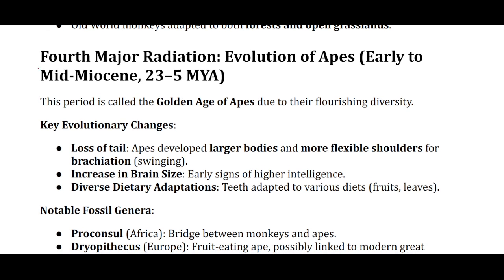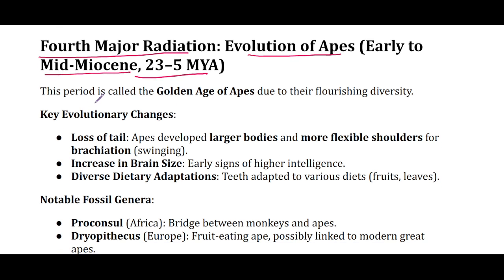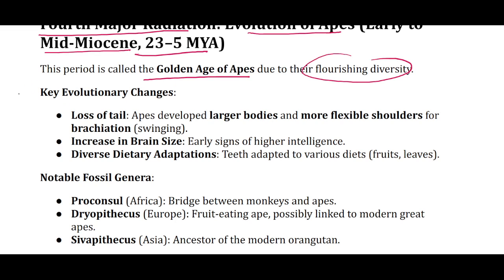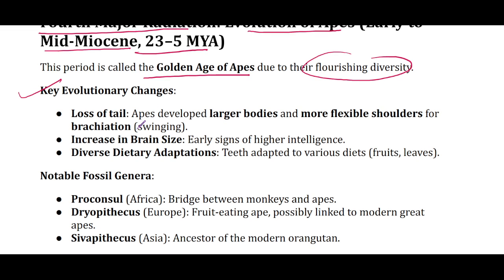Now let's have a look at the fourth major radiation that led to the evolution of apes during early to mid Miocene, from 23 to 5 million years ago. So this period is also called the golden age of apes because of their flourishing diversity. The key evolutionary changes during this period.